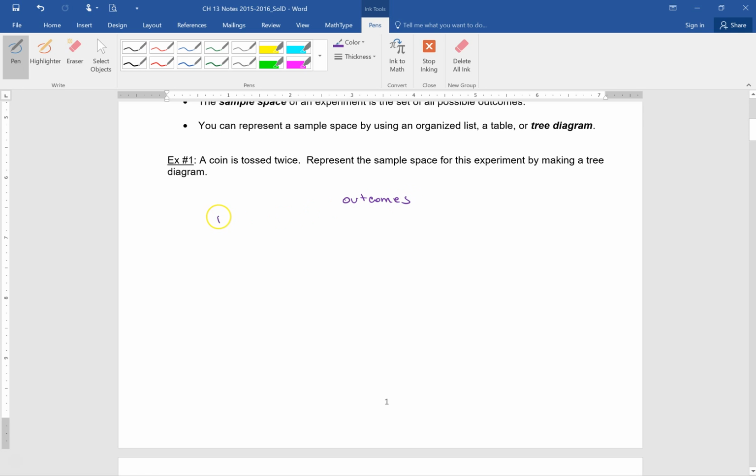For the first toss, I'm going to get either heads or tails. Okay? Now, for my second toss, suppose I got heads the first time. I toss it again, and I'm either going to get heads or tails. But suppose I got tails the first time. I toss it again, and I'm going to get heads or tails.